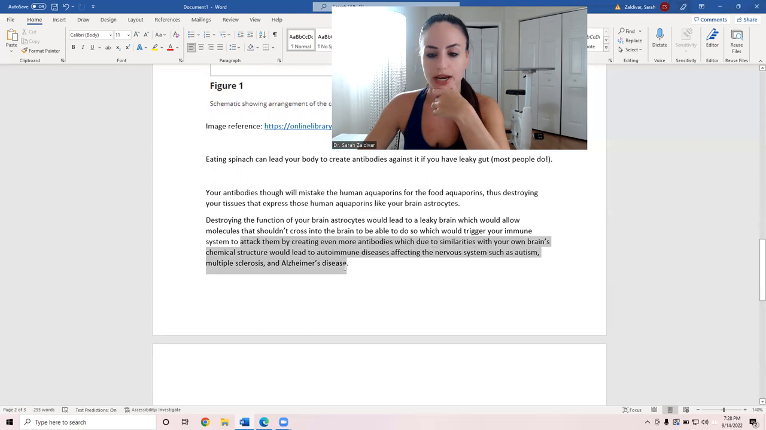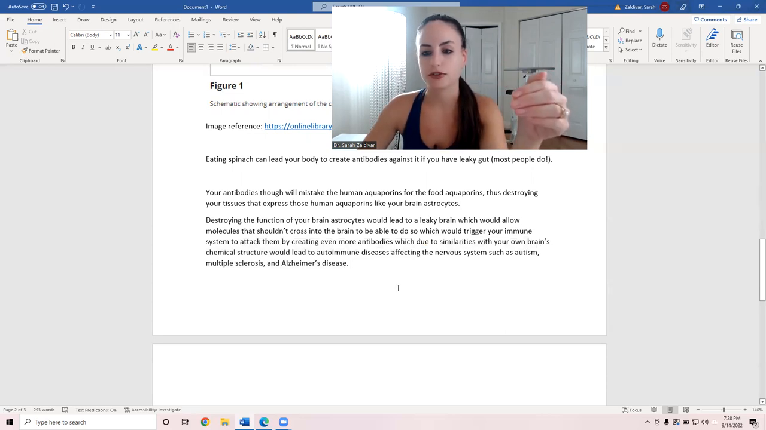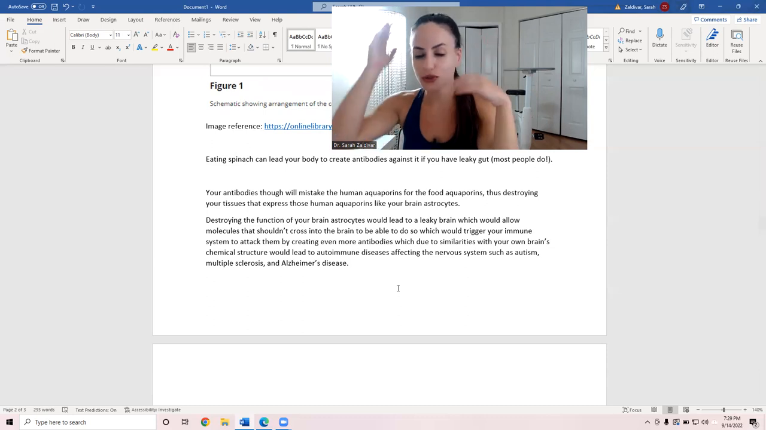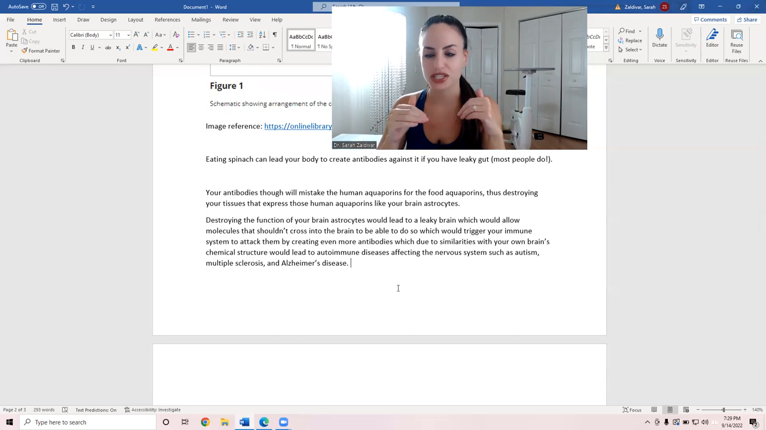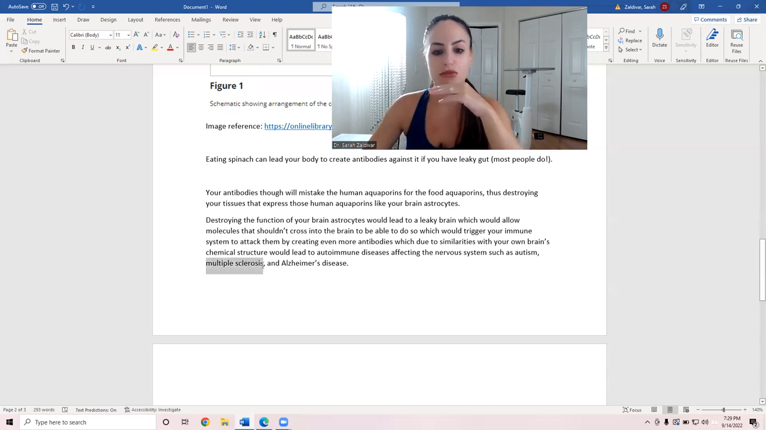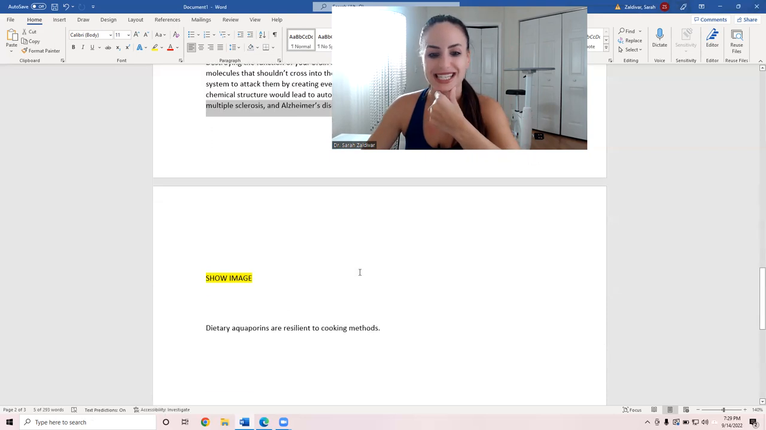So eventually what happens is that you have all these autoimmune attacks, your body's destroying your own tissues, from your own aquaporins that jeopardize the function of your astrocytes to destroying other tissues in your brain. So all of those different items in your brain and different chemical structures in your brain are under attack. And the more of those that happen, the more destruction that happens, the more you start to develop autoimmune diseases like, you know, autism, multiple sclerosis, and Alzheimer's disease.